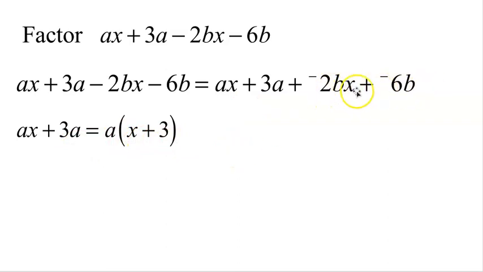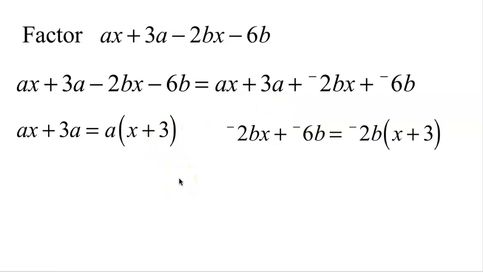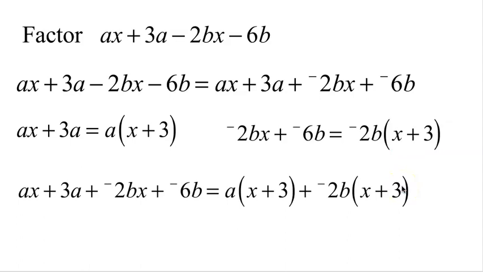Second pair, I have negative 2bx plus negative 6b. I can factor a b out of each of these. I can also factor a negative 2 out of each of those. So I'm going to extract negative 2b. If I divide this first piece by negative 2b, I just get x. That's good. If I divide this by negative 2b, the b's go away. Negative 6 over negative 2 is positive 3. So indeed, that's good as well. So that when I add these two together, a times x plus 3 plus negative 2b times x plus 3.